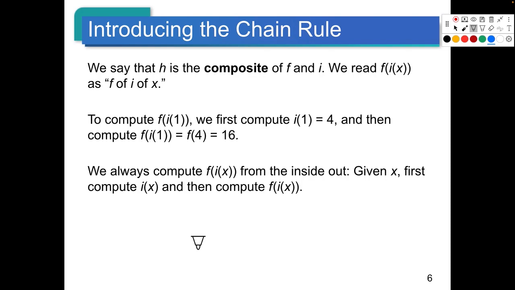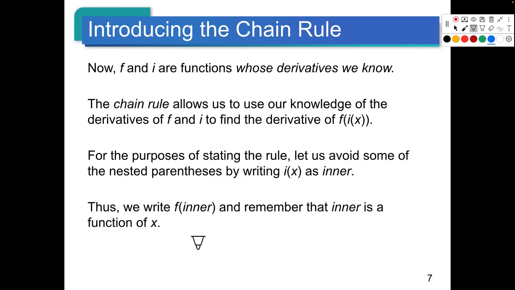And so this is the discussion. If you plug 1 in, what you do is you put it on the inside, you get 4, and then you square the 4 and you get 16. So that's a composite function, thinking of what we're doing. And so that's what sort of makes sense.